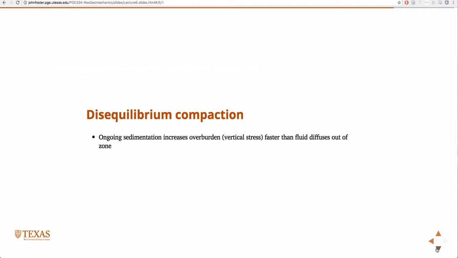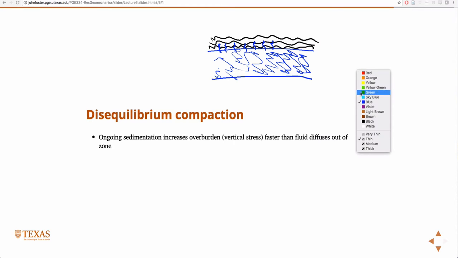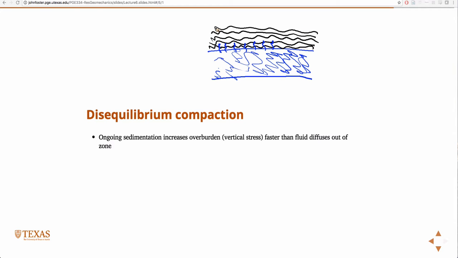It's probably the most understood mechanism. So if you had a reservoir that's fluid saturated, and you had sedimentation piling up on top of it, well, this fluid is going to try to, or will, diffuse into the sedimentation. But if the sedimentation increases at a rate faster than what the fluid can diffuse, then you can get an overpressure scenario in the original compartmentalized reservoir.